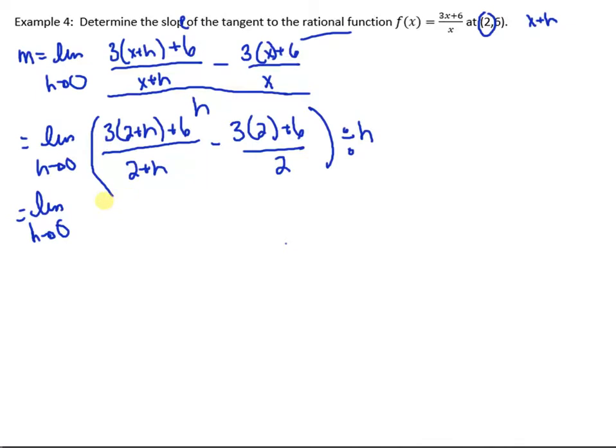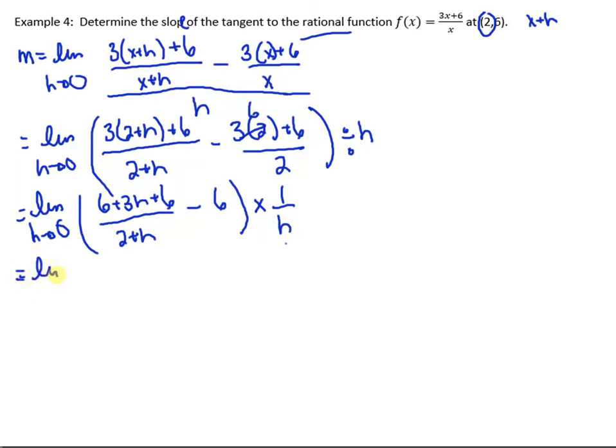Let's expand this, okay? So we have 6 plus 3h plus 6 over 2 plus h, and then 3 times 2 is 6, 6 and 6 is 12, 12 divided by 2 is 6. Okay, again, bracket that entire top. Now, instead of writing divided by h, we can't divide fractions by a number, but what we can do is multiply it by the reciprocal, 1 over h. Okay, so let's go limit as h approaches 0.